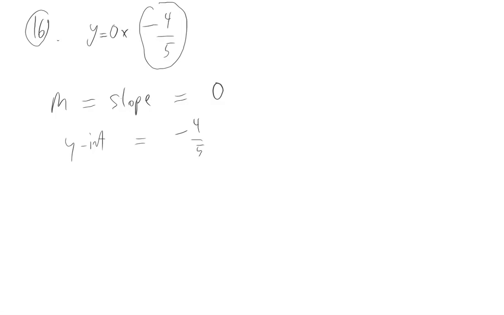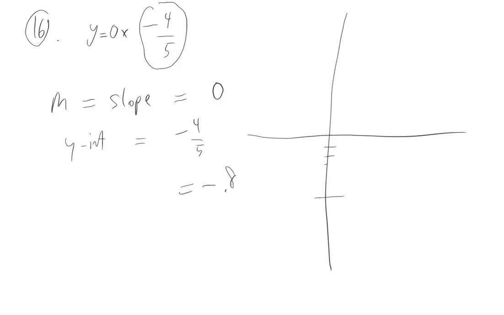And then you have to graph the problem. So what you do is you graph -4/5, which by the way is about equal to -0.8. So you go to negative 0.1, 0.2, 0.3, 0.4, 0.5, 0.6, 0.7, 0.8. So you go to -0.8, and then since the slope is 0, that means it's horizontal. So you just draw a horizontal line like that. So that was simple. Then let's try 17.